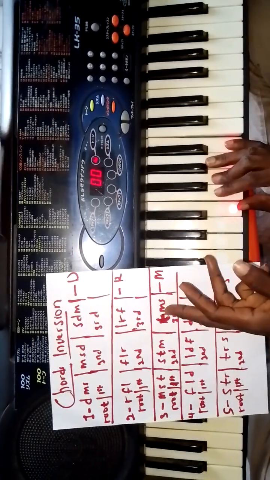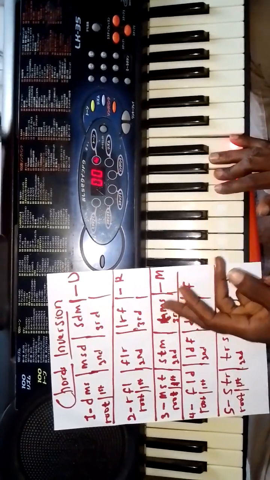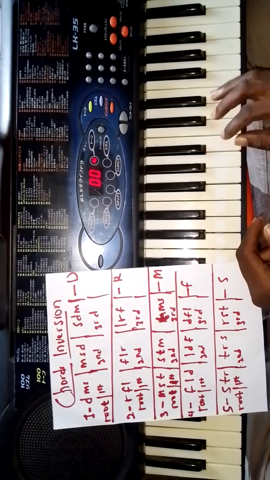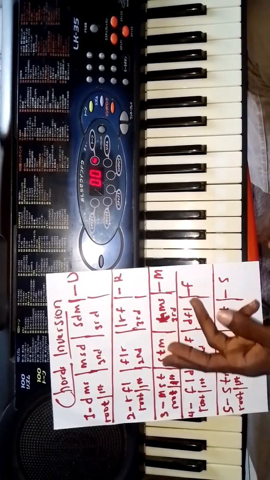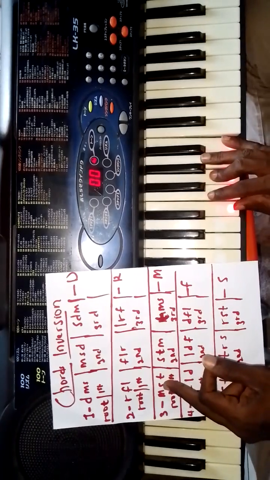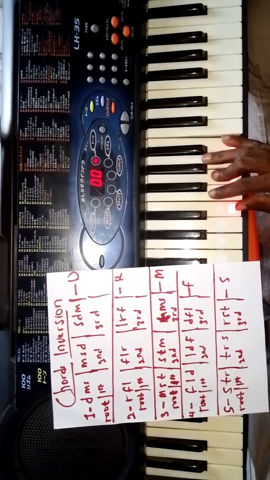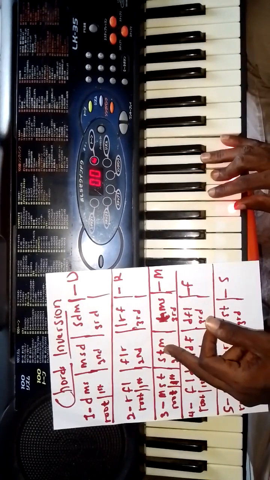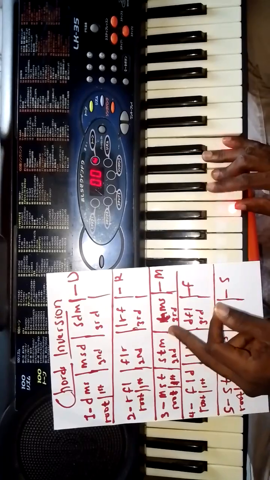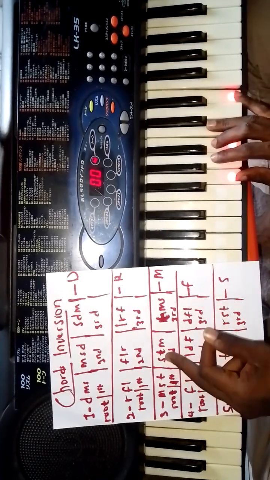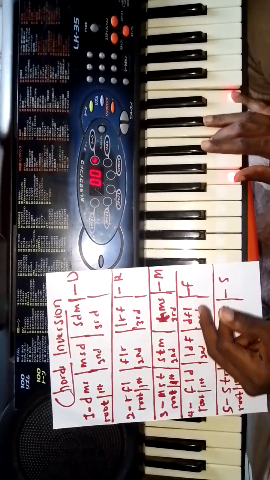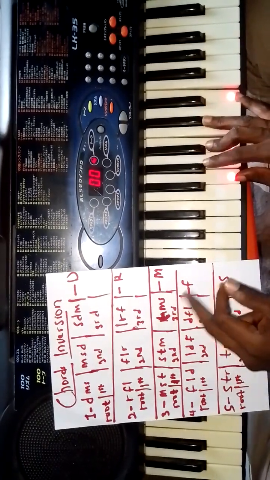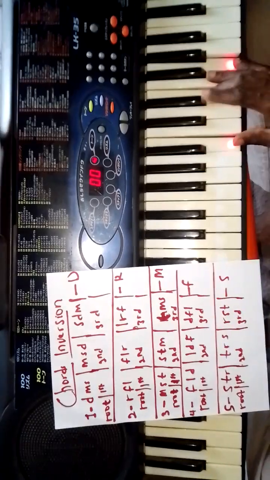What will be the second inversion? This is mi, so, ti, the root or first inversion. Second inversion will be so, ti, mi. You getting it? So, ti, mi. This is the second inversion. Then the third inversion is ti, mi, so.